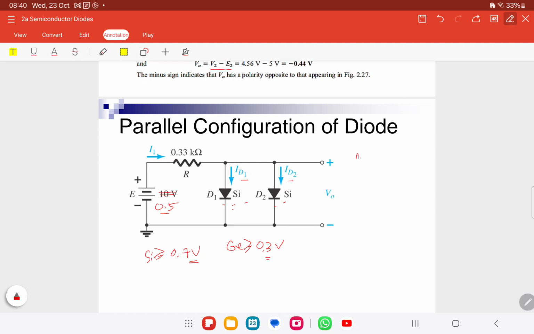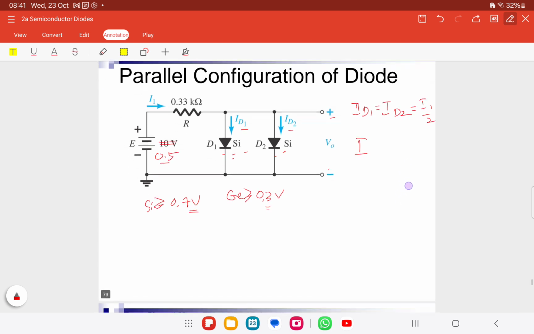And the I, okay, bukan dia bahagi dua, sorry betul lah, tapi I equals to I1 bahagi 2. Okay, and this one V out is berapa value V out?